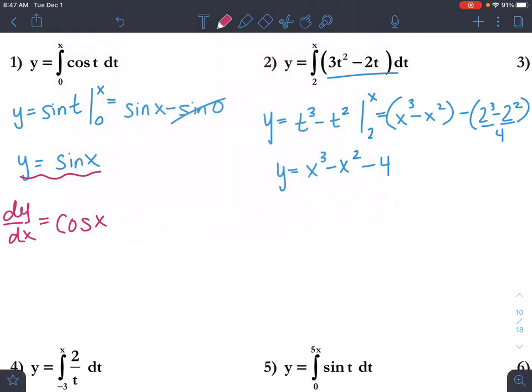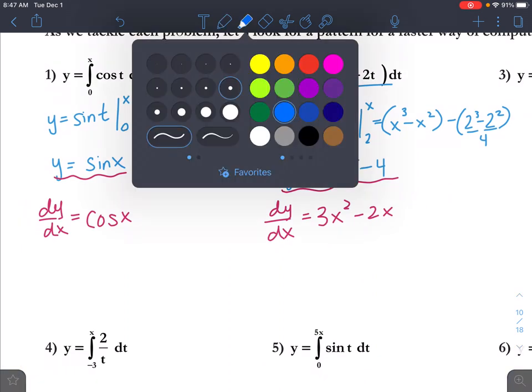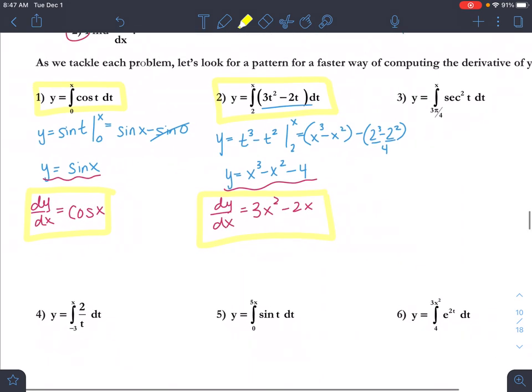Then when we take the derivative, what's the derivative of this? That would be 3x squared minus 2x, and then plus 0, or you could just not write it. What you're looking for is a connection between this one and this one. Take a look up here: 3t squared minus 2t, and 3x squared minus 2x. Take a look at how those connect. We'll try a couple more here.